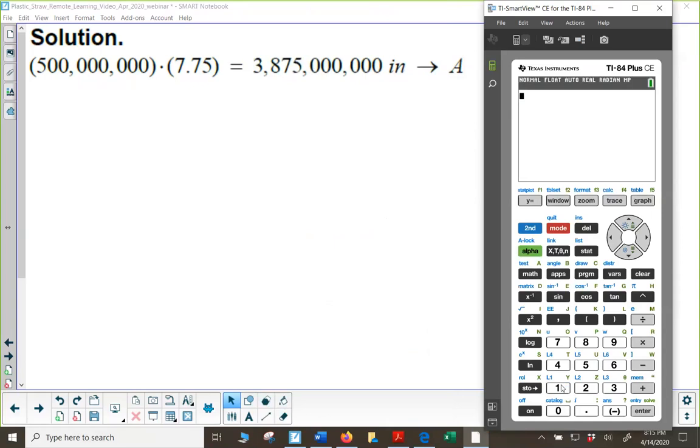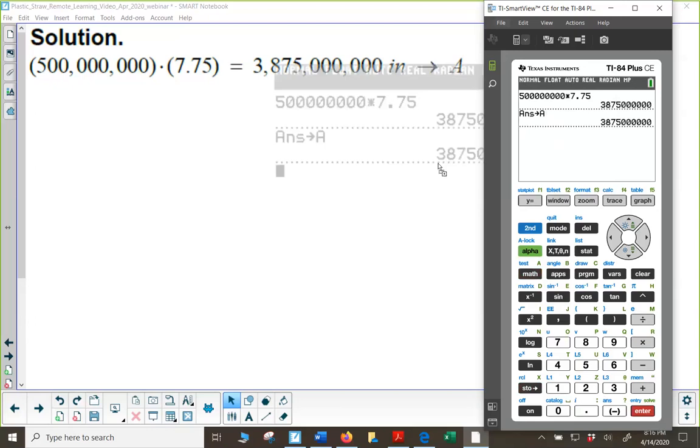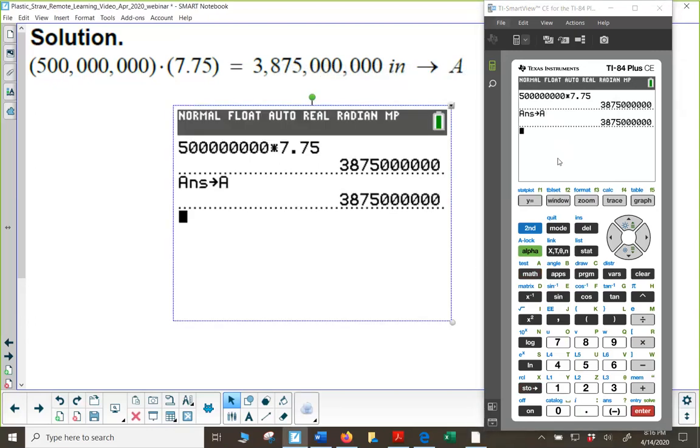Okay, 500 million times 7.75. I'm getting the same, and those are inches. Then I'm going to store that into Alpha Math, which is the A key, where that's the red there. And so A now has that value. I'm going to grab and pull that off so that you can see that. And remember, you can do that with the SmartView emulator. You can slide your screenshot right off into Word or Smart Notebook or PowerPoint or whatever.